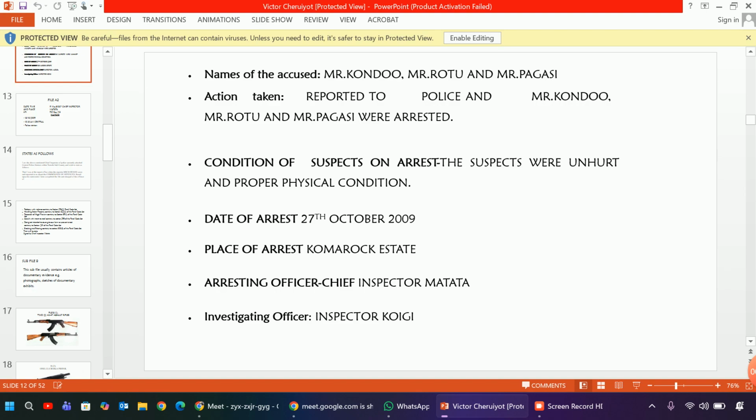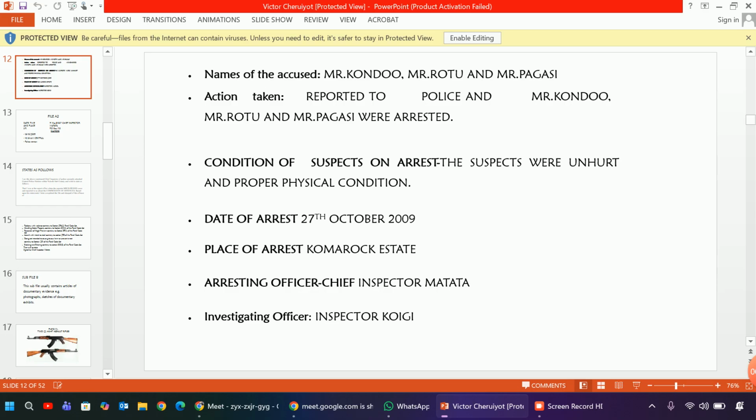Now, the next one, condition of the suspect on arrest. When you arrest the suspect, the arresting officer will fill in the condition of the suspect there. Then the date of the arrest is also indicated, and the place of the arrest. The arresting officer has to fill in the name, and the investigating officer. So remember that the arresting officer and the investigating officer are two different persons. The arresting officer and the investigating officer are two different parties.